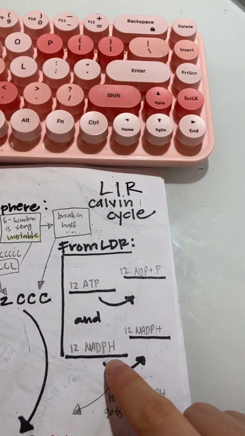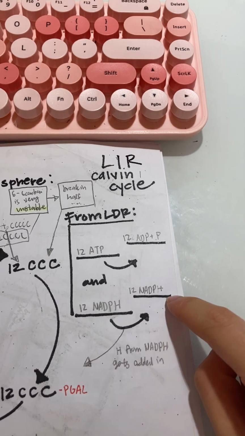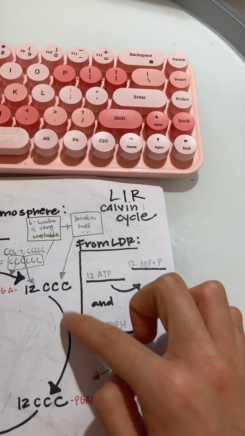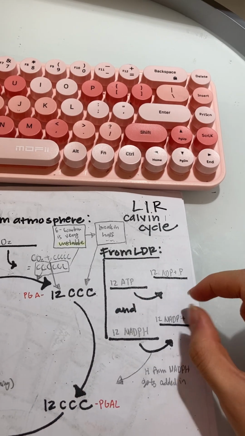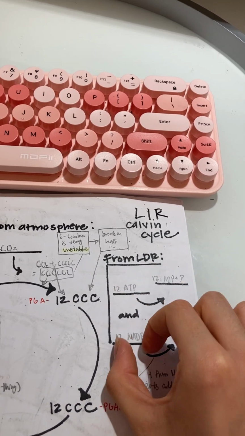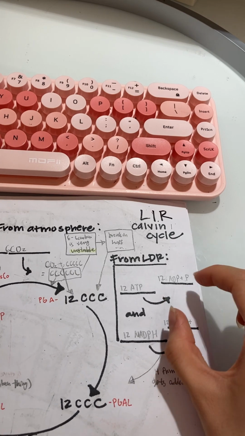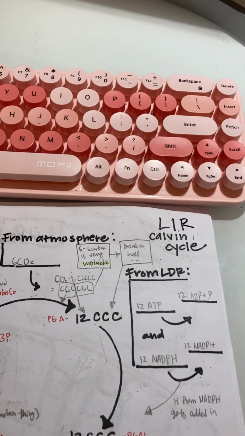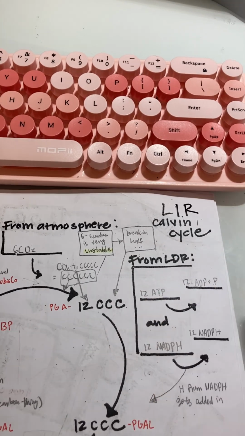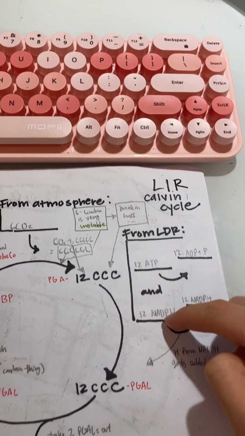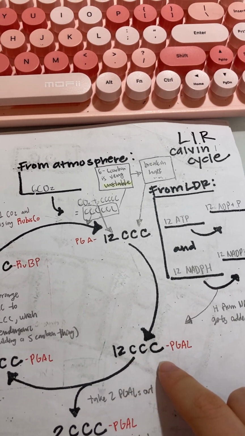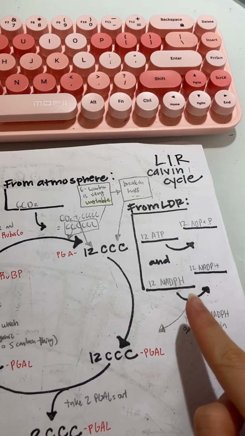And then also from NADPH, the hydrogens will break off and will get added into the 12 PGAs. So basically, these two both break, and then we get their stuff added to PGA. And then once we add the energy from ATP and the hydrogen from NADPH, we get PGAL. It's still 3 carbons, but it's just with all that extra stuff added.